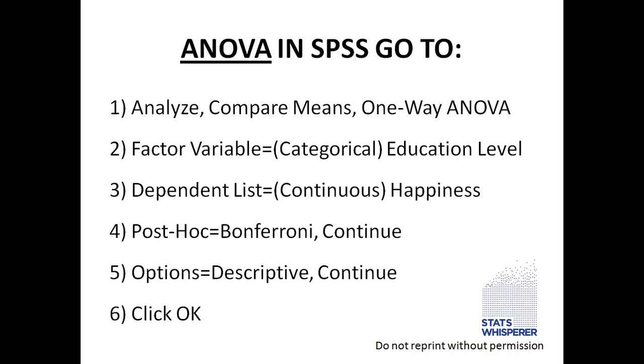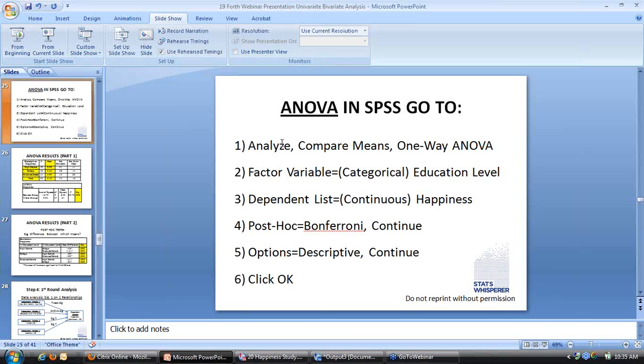So it's a little longer list here of things to do. So analyze, compare means, one-way ANOVA. The factor variable is going to be our categorical variable, education. Our dependent list will be happiness, the continuous variable. You have to remember, under the post hoc option, to click Bonferroni, then continue. And under options, click descriptive and continue. Then click OK. And then you have your ANOVA. Let's do that.